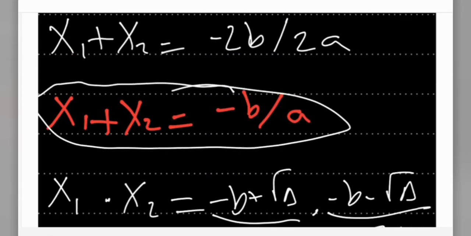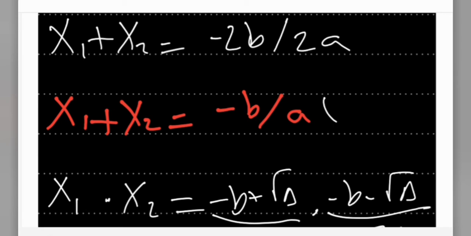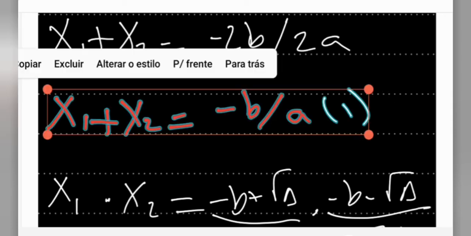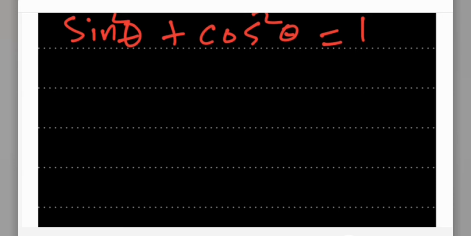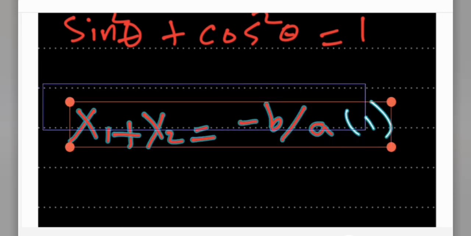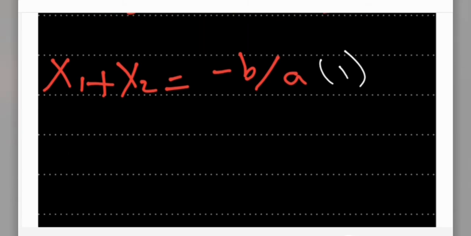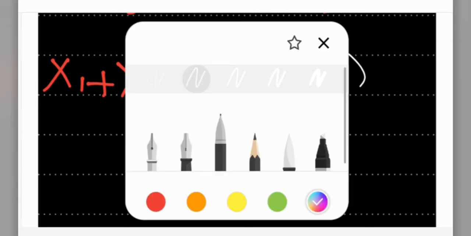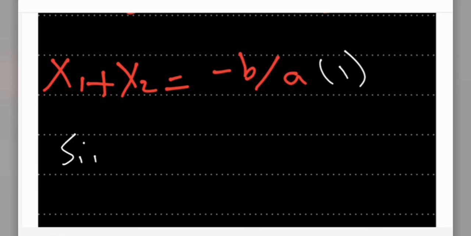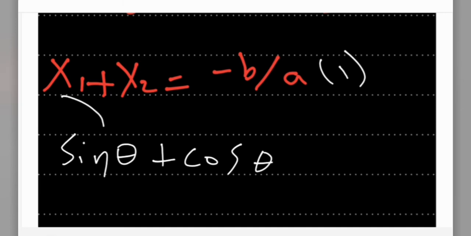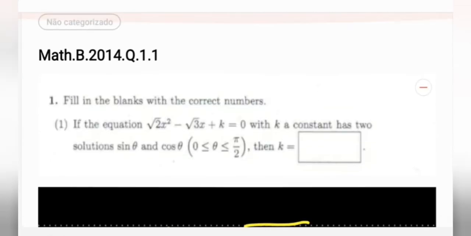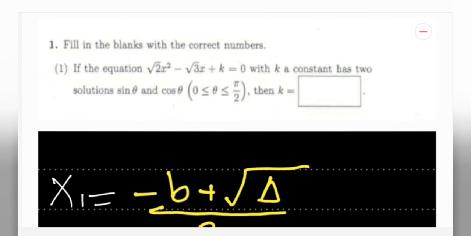So look, in this relation over here, I'm going to call it relation 1. Okay, so let's cut relation 1 and take it over here. In relation 1, we have that sine of theta plus cosine of theta, because he's telling us that one of the answers is sine and the other one is cosine, is equal to minus b divided by a. So what were b and a? Well, let's write it over here.